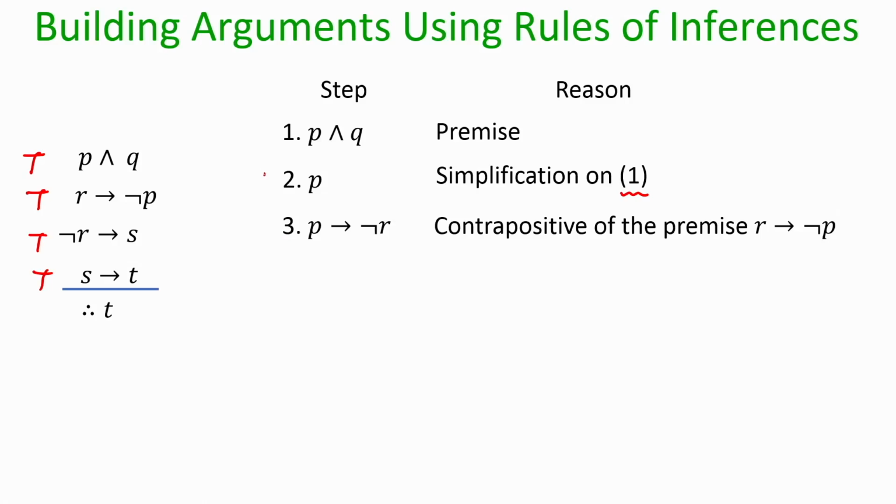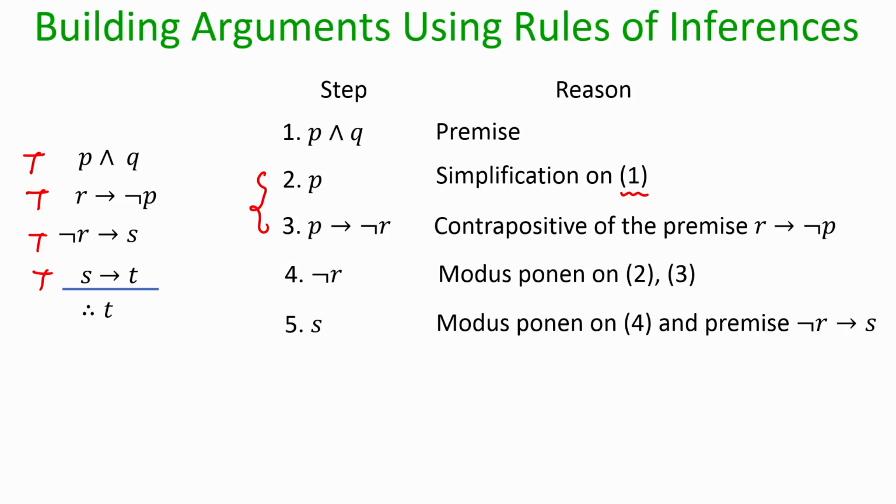Now, I can apply the modus ponens on statement number 2 and statement number 3. So, I have derived P to be a true statement, I have derived P implies negation R to be a true statement, and now if both statement 2 and statement 3 are true, then by applying the modus ponens on that, I come to the conclusion negation R. Okay. That is a new true statement which I can add to my bunch of true statements.